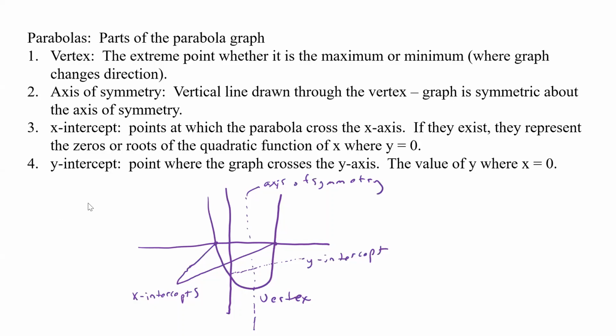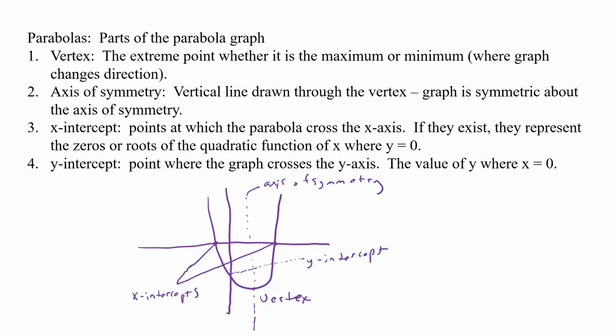Then we have an axis of symmetry, and that's basically the vertical line drawn through the vertex that makes the graph symmetric about that line. If I had drawn this nice and symmetric, we could just lay this over onto this side, and you would have the symmetry on both sides. You could cut it in half and fold it in half, and it'd be there.